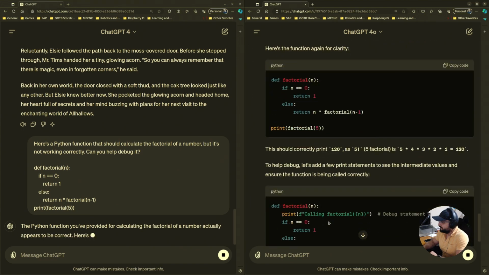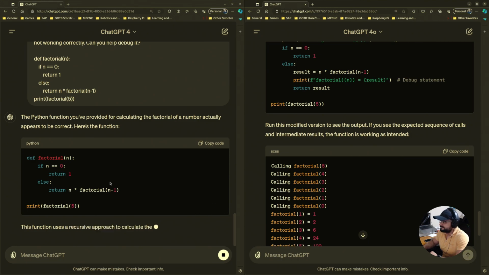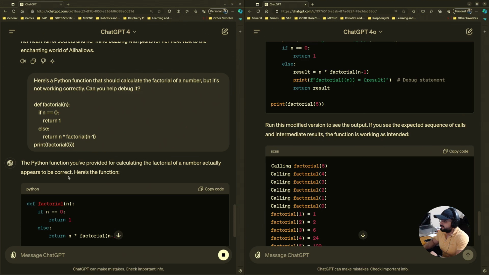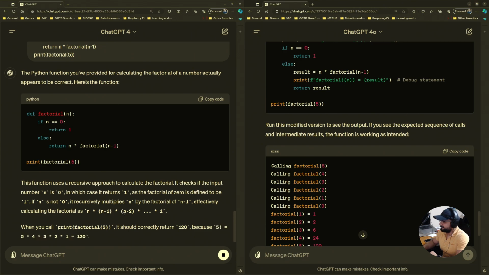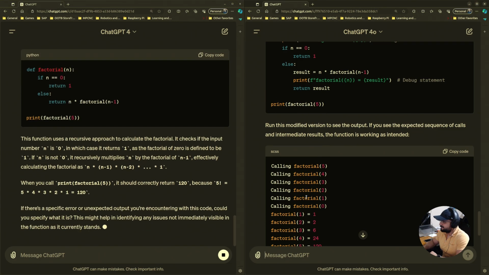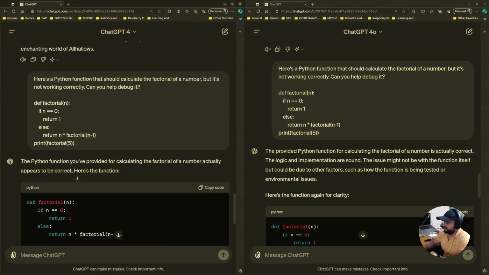So, wow, 4o is already done generating most of the response. Okay. And 4 is, it's working. Okay, since 4o is already done, let's take a look. So it says that the provided Python function for calculating the factorial of a number is actually correct. The logic and implementation are sound. The issue might not be with the function itself, but could be due to other factors, such as how the function is being tested or environmental issues. All right, and what does this say?